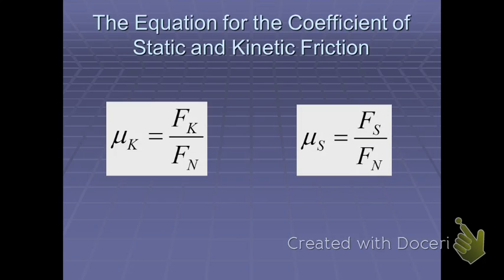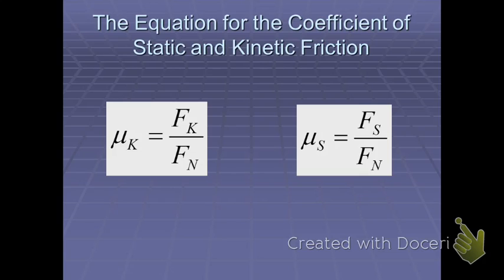Same thing applies for the second equation. The second equation is now looking at static. The S is representing static. Same thing applies. We have static friction, which is the Fs, and that is now in a ratio with the normal force, which again is equal to the gravitational force in a horizontal situation.